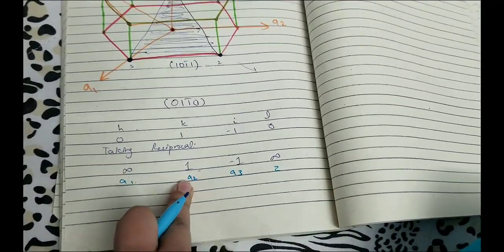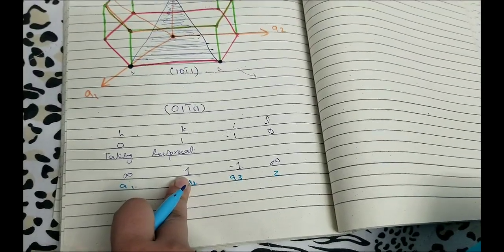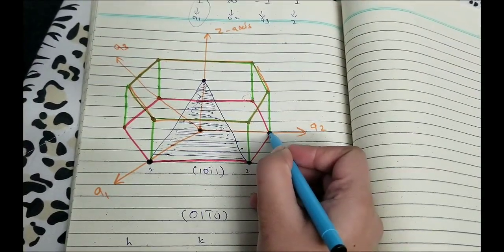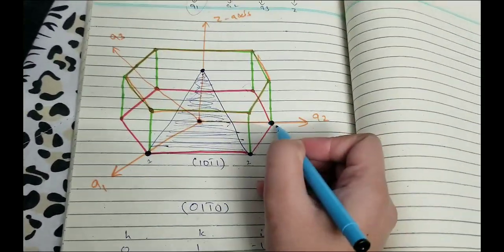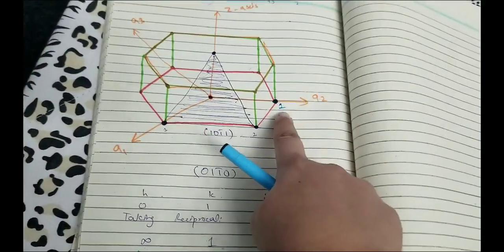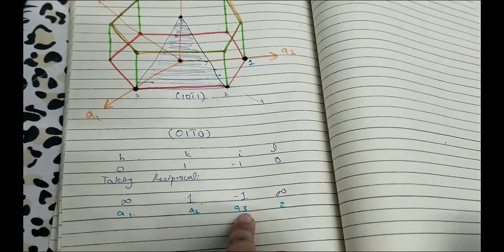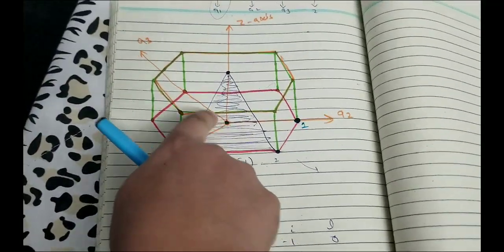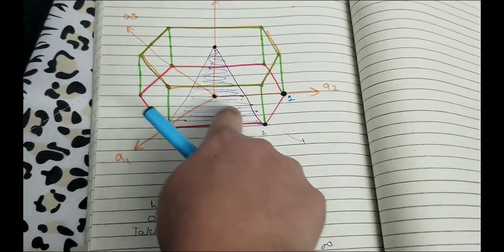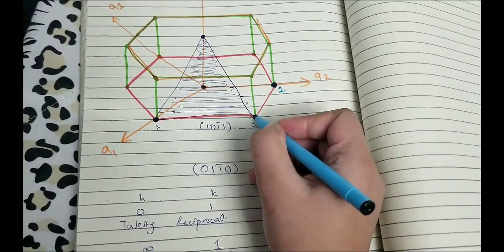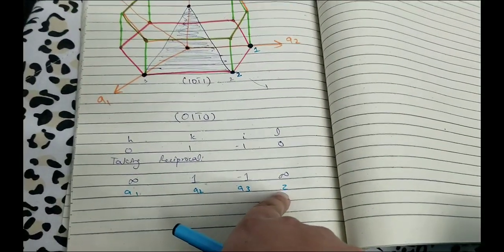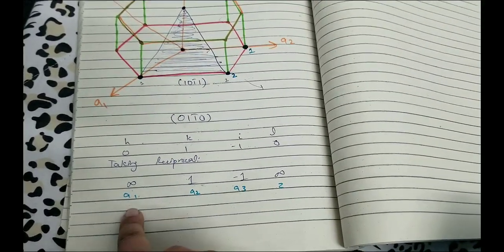For A2 we have to move 1 unit starting from origin along the positive A2 axis. So starting from origin, this is point 1. And for A3, negative units along the A3 direction. So this is positive A3 and this is negative A3. So this is another point on the plane. Now we have Z as infinity and A1 as infinity.